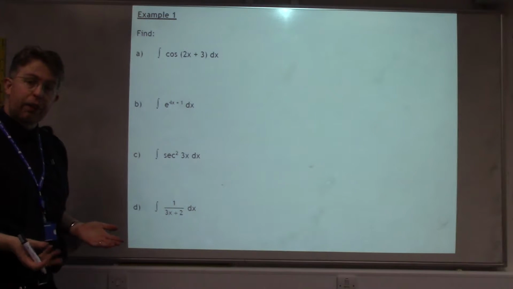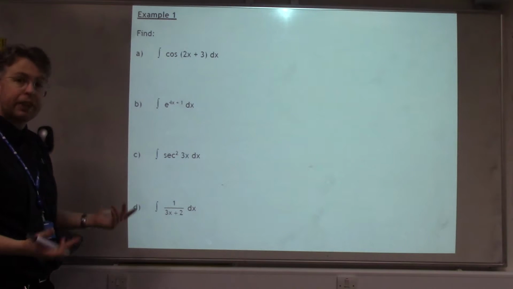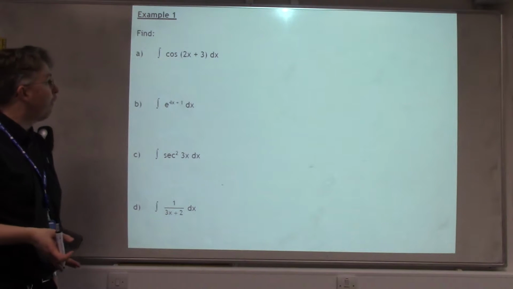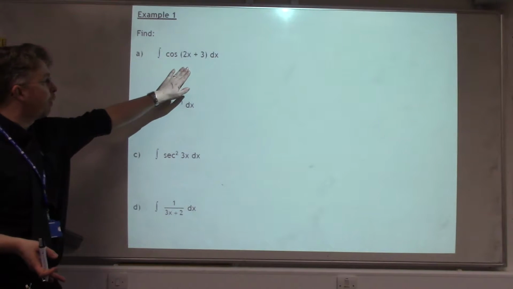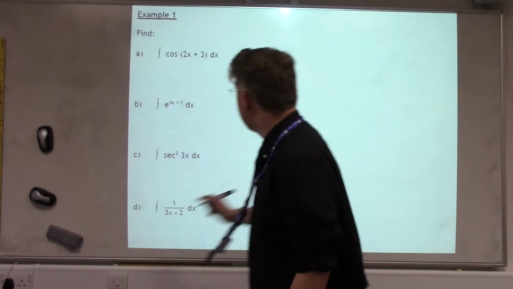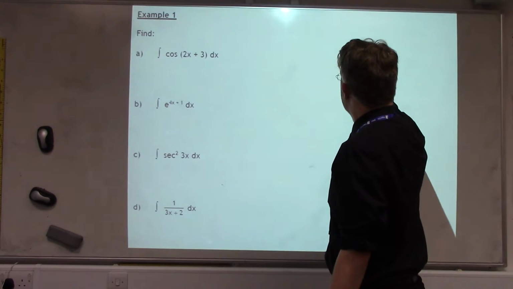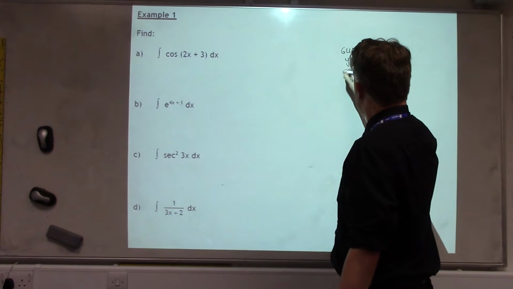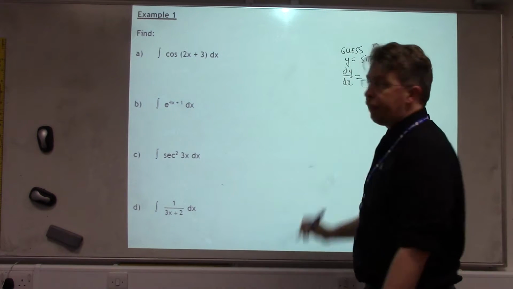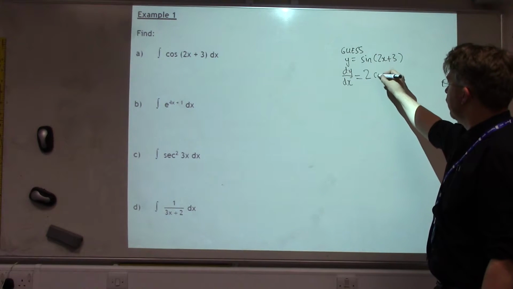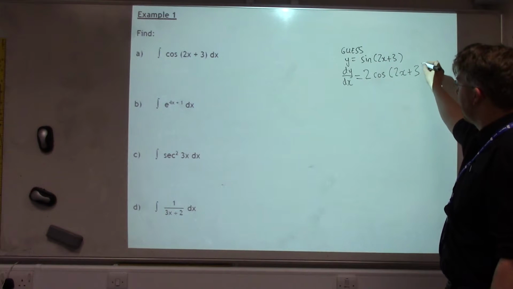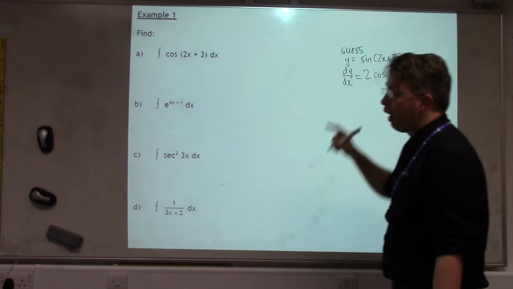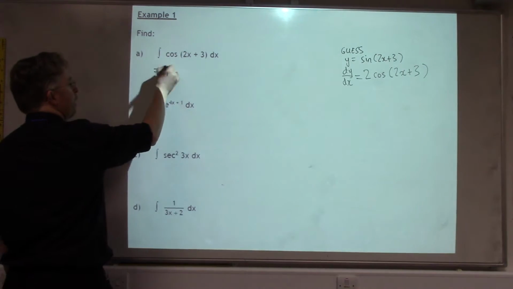So there are two ways to deal with it. You learn the formulas and you can process them, or you can make a best guess, differentiate, and then adjust your guess to make it correct. So for cos of 2x plus 3, a sensible guess would be y equals sine of 2x plus 3. Differentiating that, 2 goes to the front, sine turns to cos. That's why we chose sine, because we know that sine differentiates to cos. Now that's 2 times too big, so our original guess was 2 times too big.